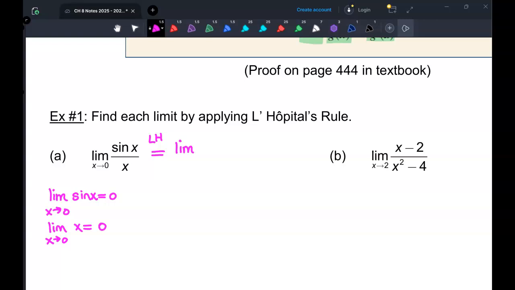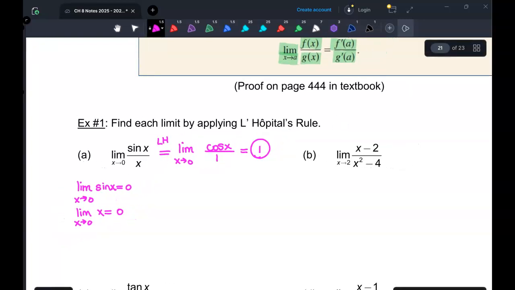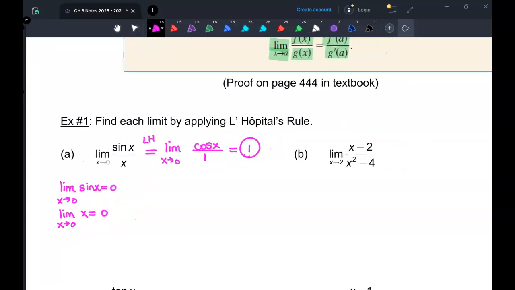So I'm going to take the derivative of the top. That's going to be cosine x. The derivative of the bottom is 1. Now if I plug in, cosine of 0 is 1, so I get 1 over 1. This was actually one of the rules we did at the beginning of the year, and I told you just to memorize it. But we can see that with a quick application of L'Hopital's rule, we can evaluate that by hand also.